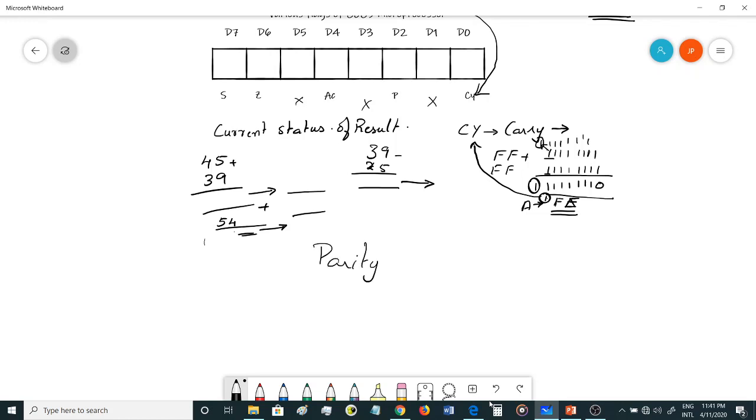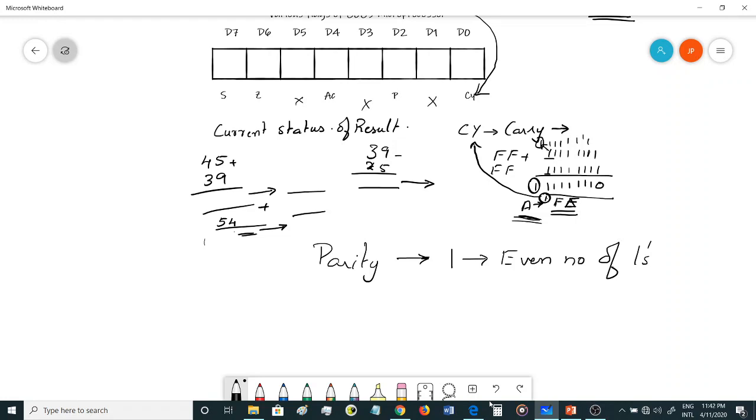Parity flag tells the number of ones in your result. Let's look at this result. In this result there are 7 ones, which means the parity is odd. In your accumulator, the number of ones that you get in your result is what your parity flag tells. If there are an even number of ones, your parity flag will be set to 1. Now the parity flag for 8051 is different.